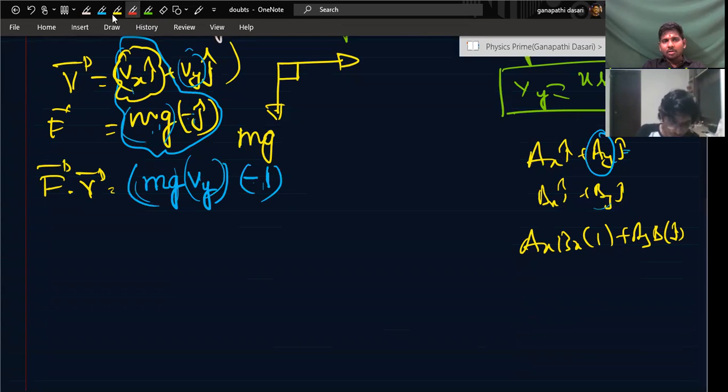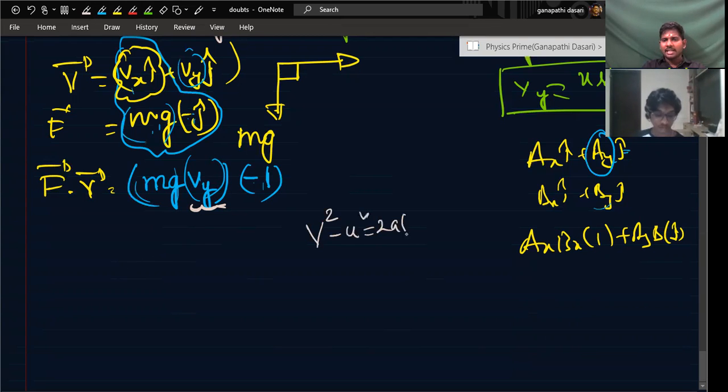But you will have two velocities for vy at half height. While going upwards, one velocity, while going downwards, another velocity. One velocity will be positive, another velocity will be negative. What is that velocity? So v square minus u square is equal to 2as, right?